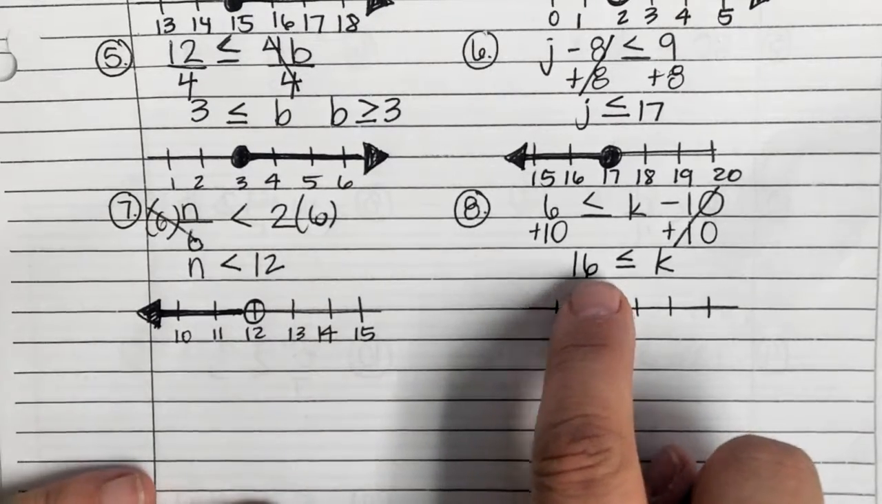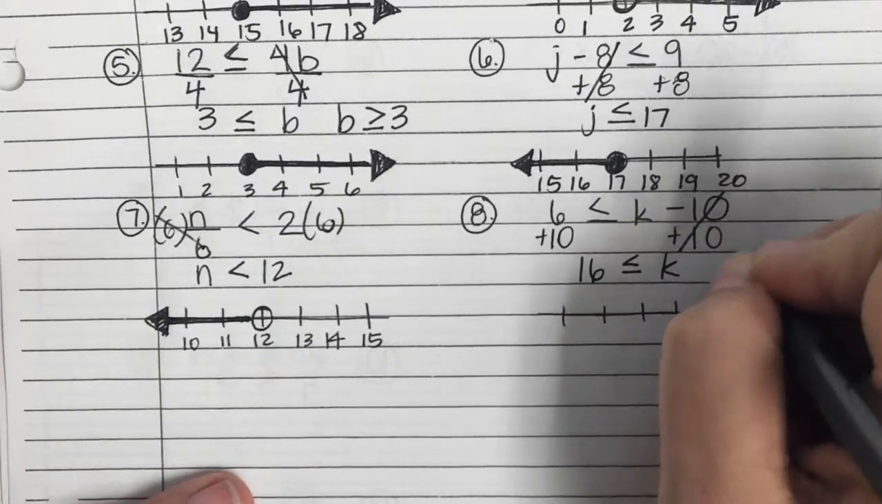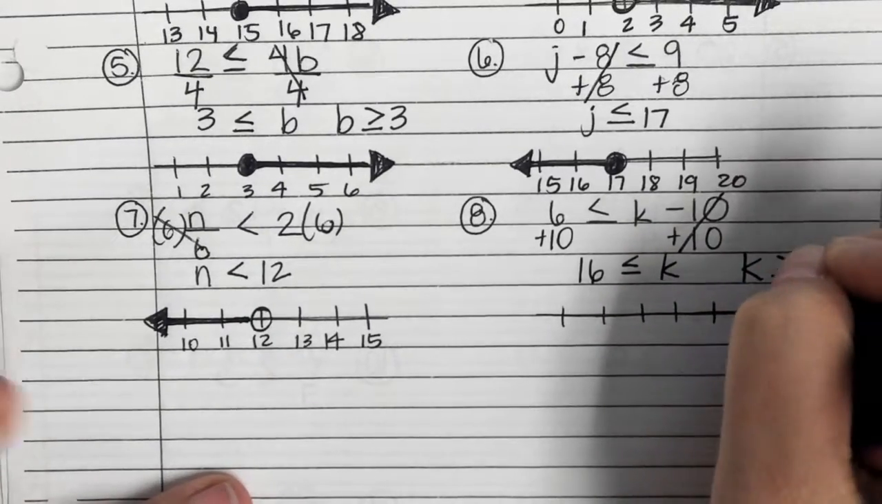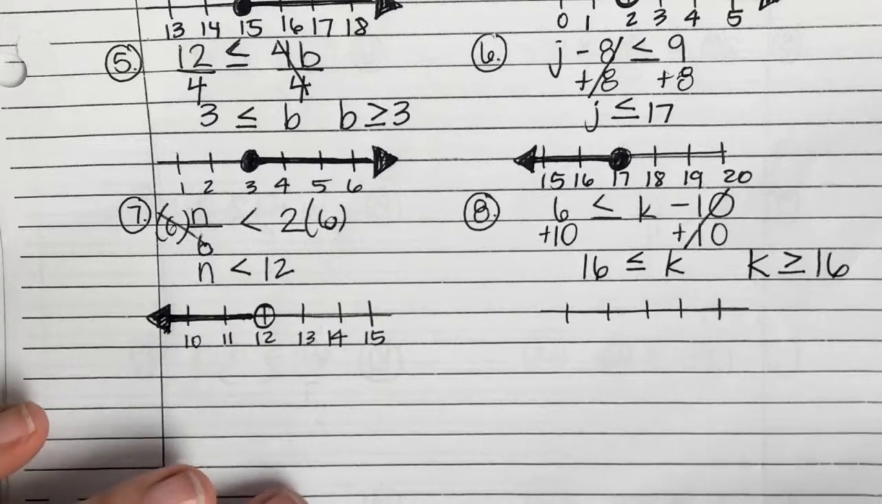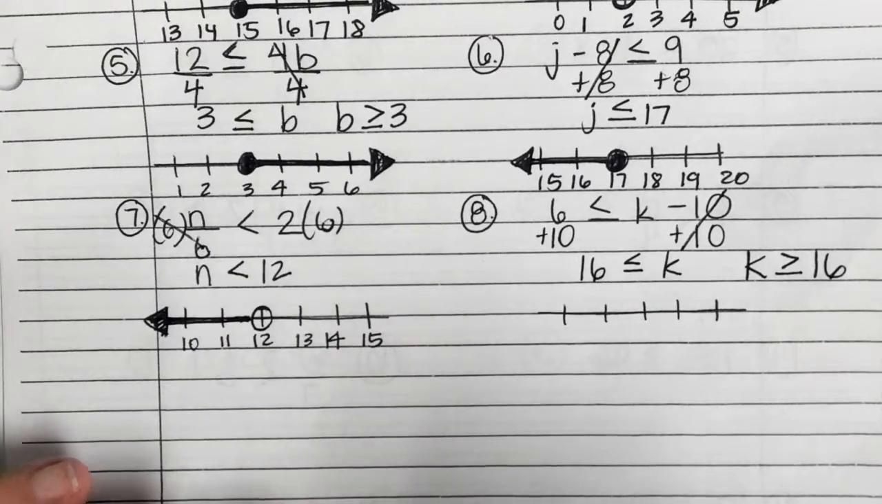So right now this reads 16 is less than or equal to k, and we want it to say k is greater than or equal to 16. And do you see how these two say the same exact thing? It's just written in an opposite way.